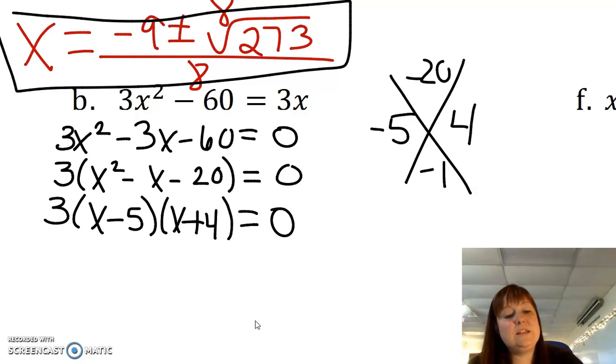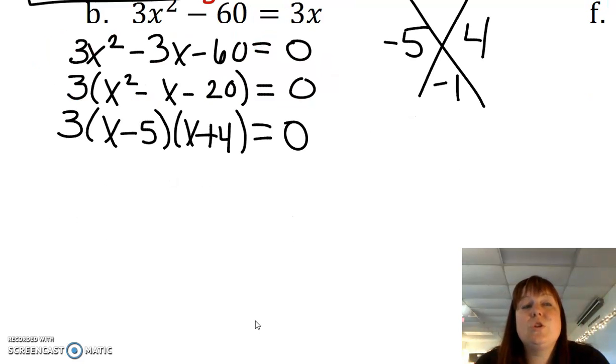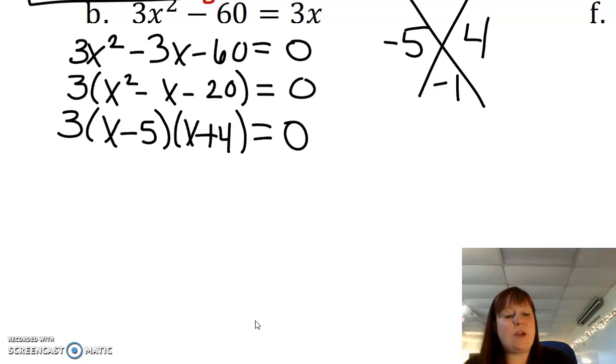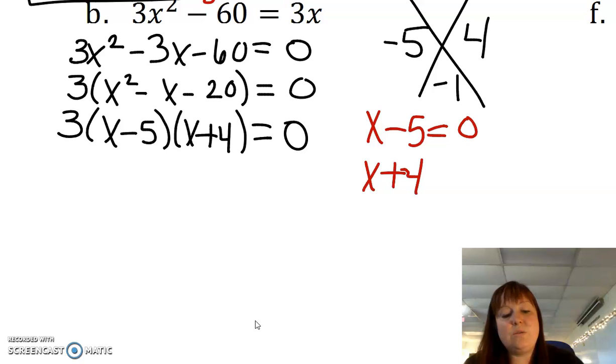Now remember, when we're solving, this is not done yet because we're trying to find for what x values does this equation equal 0, right? At what points does this equation cross the x-axis, which is where y equals 0? So we look at this and we say, okay, for this to equal 0, either this factor has to equal 0 or this factor has to equal 0, right? Because if this factor equals 0, the whole thing becomes 0. If this factor equals 0, also the whole thing becomes 0. So we say x minus 5 equals 0, or x plus 4 equals 0.